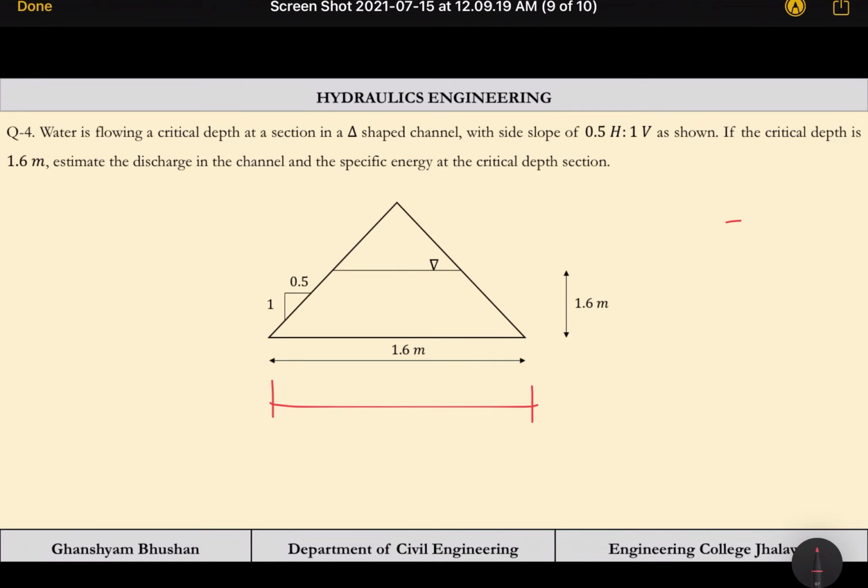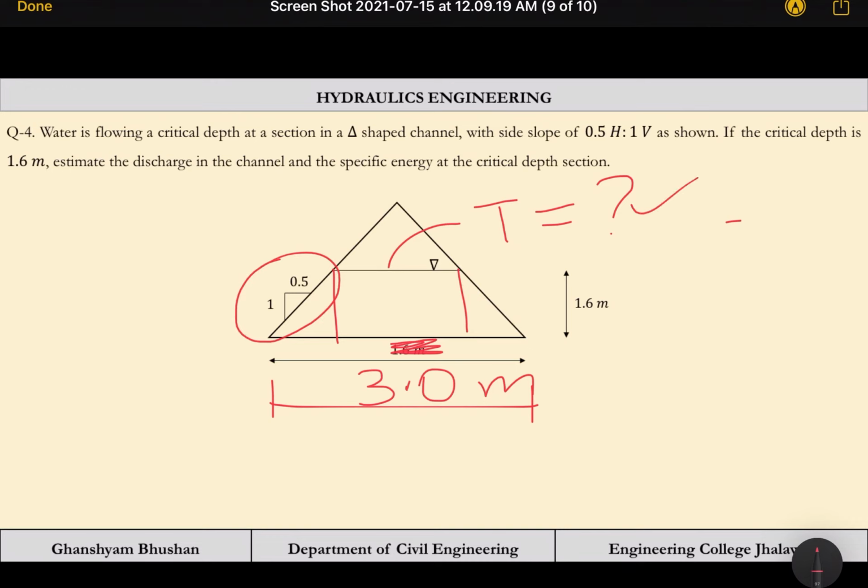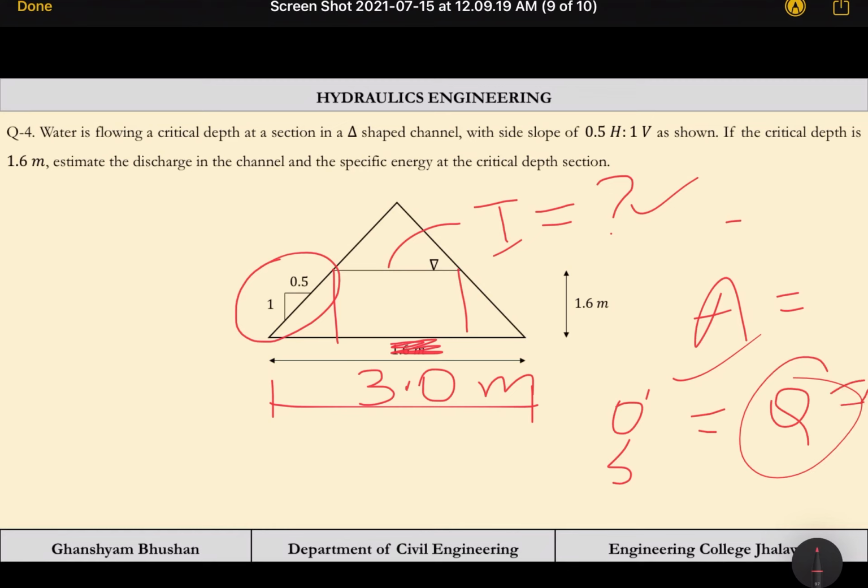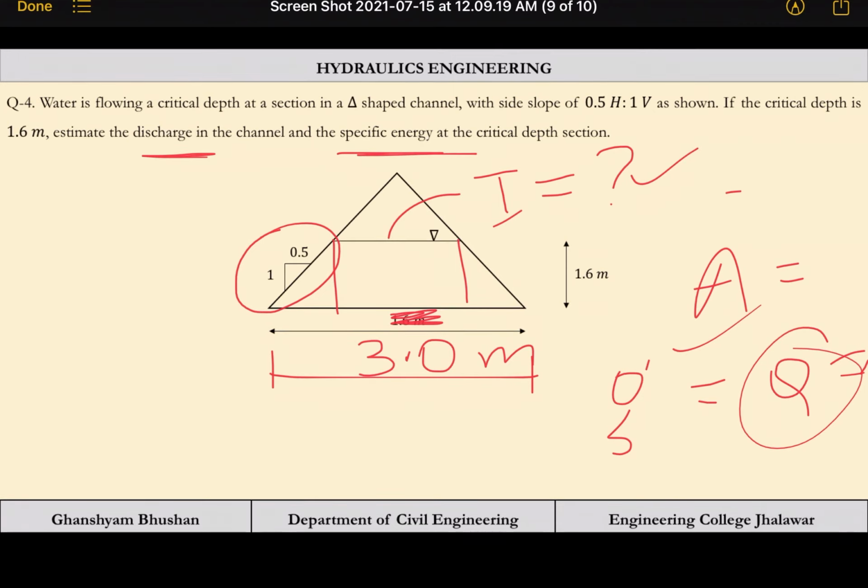So this is 3 meters, not 1.6. This is 3 meters. Okay, so 3 meters is here, so you can easily calculate the top width. How? Because the side slope is given to you. So if T is given, area of cross section you can easily calculate by using the formula of area of trapezium. T calculated, A calculated, G is a constant, Q easily you can find. And in the question it is asked discharge and specific energy. So first try to see how we are going to calculate the discharge.